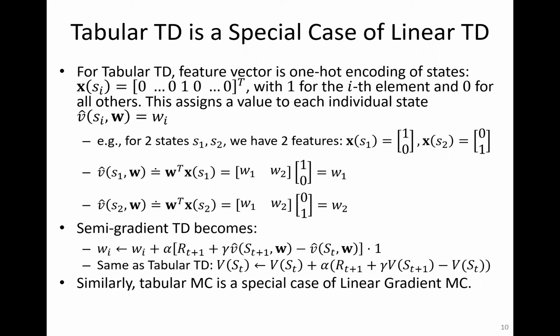So if you work out the semi-gradient TD, it's the same as tabular TD, except using the value function form instead of the table form. But the value function form we saw before is just the particular weight, so it's the same. So tabular Monte Carlo is also a special case of linear gradient Monte Carlo.